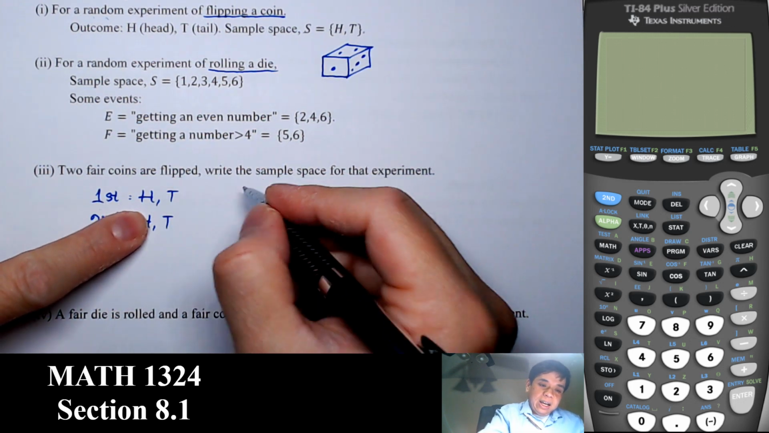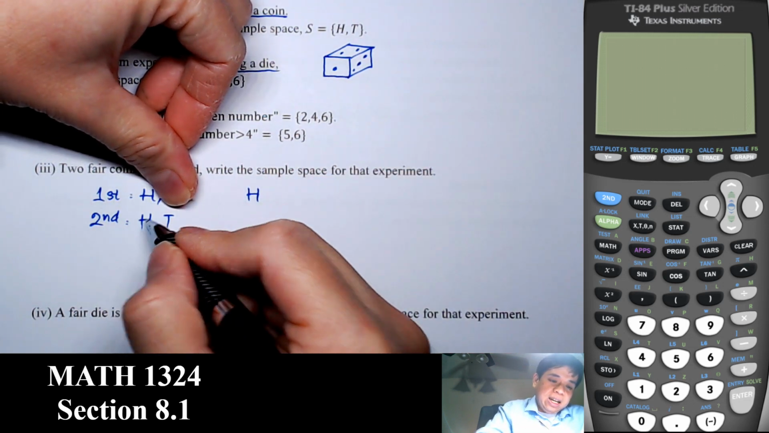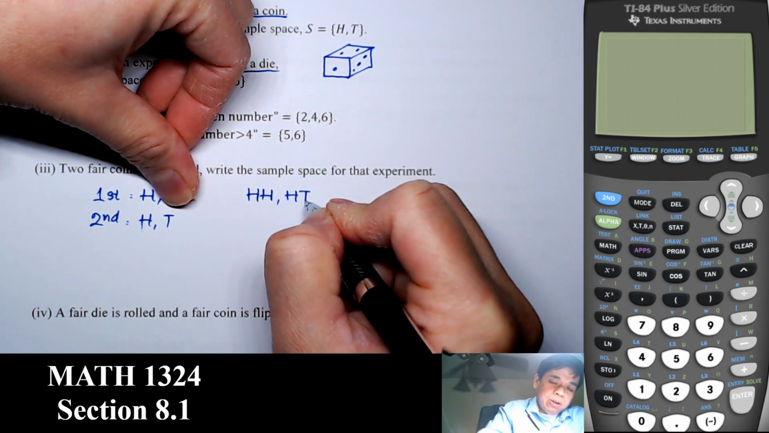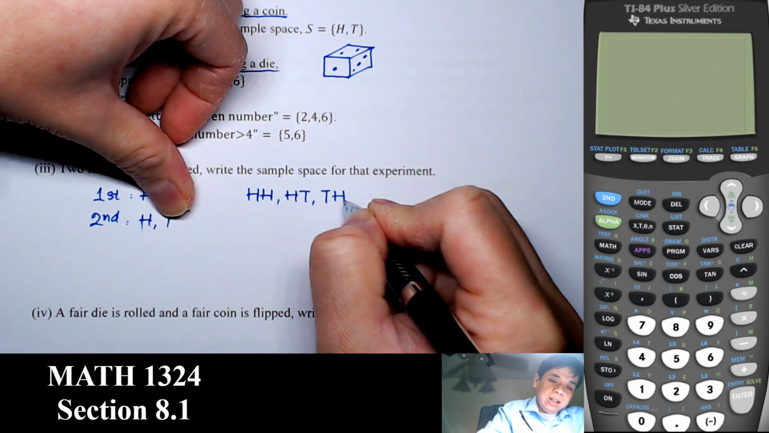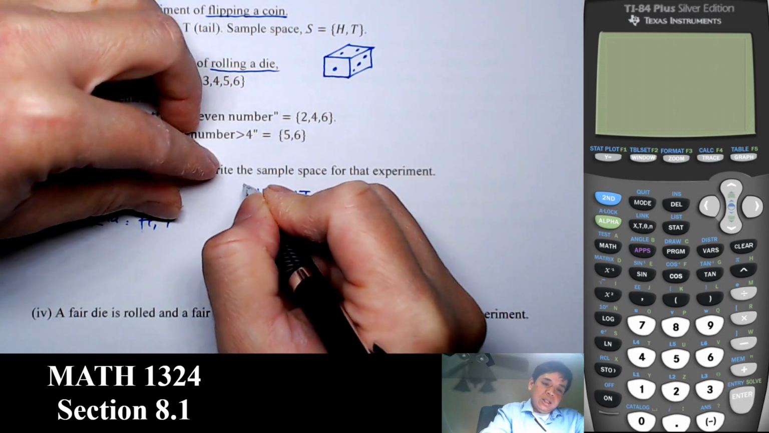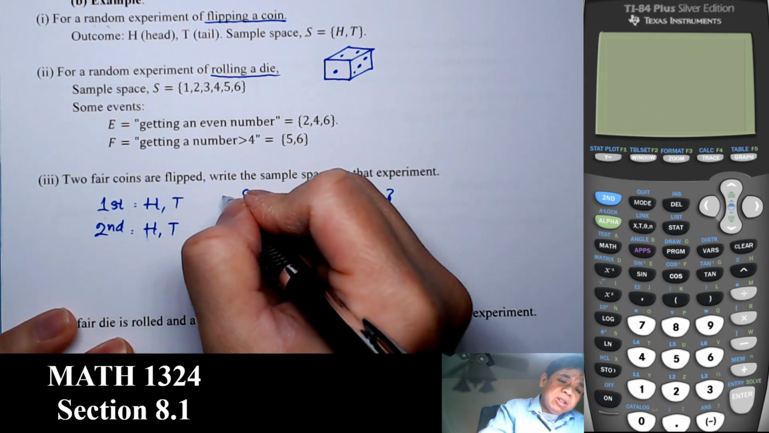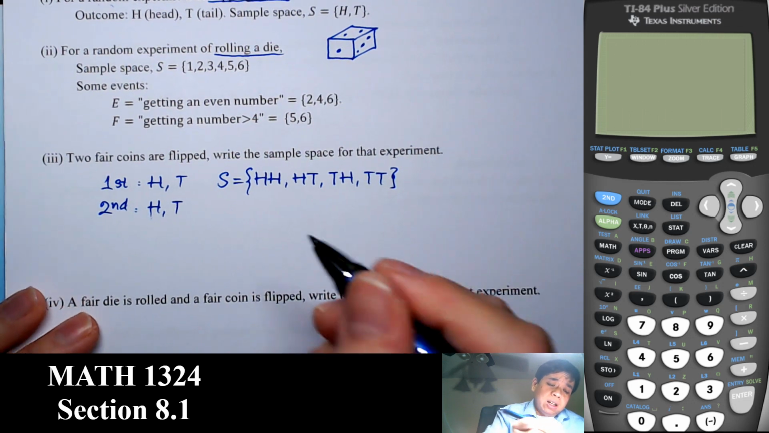Let's say the first one is head, and then the second one can be a head, or the second one can be a tail. Now, if the first one is a tail, the second one can be a head or could be a tail. So this is the sample space, all 4 possible outcomes. I would say S for sample space. But the way we list this will usually be like this.